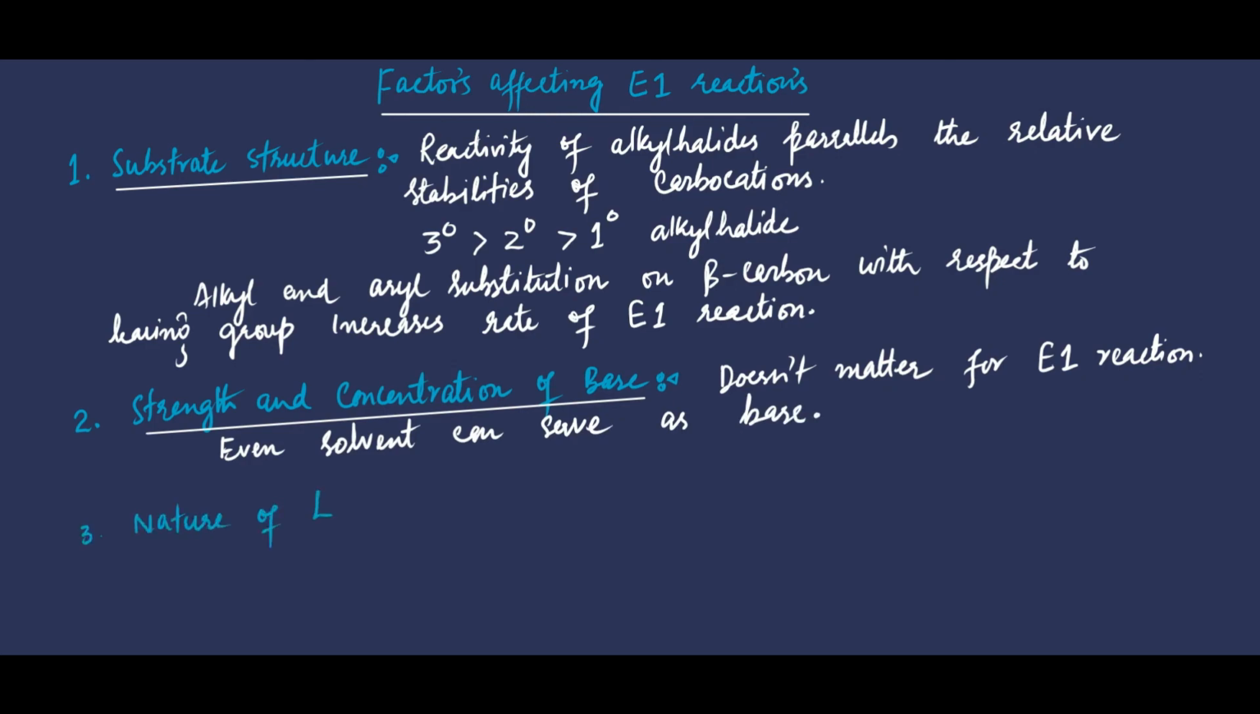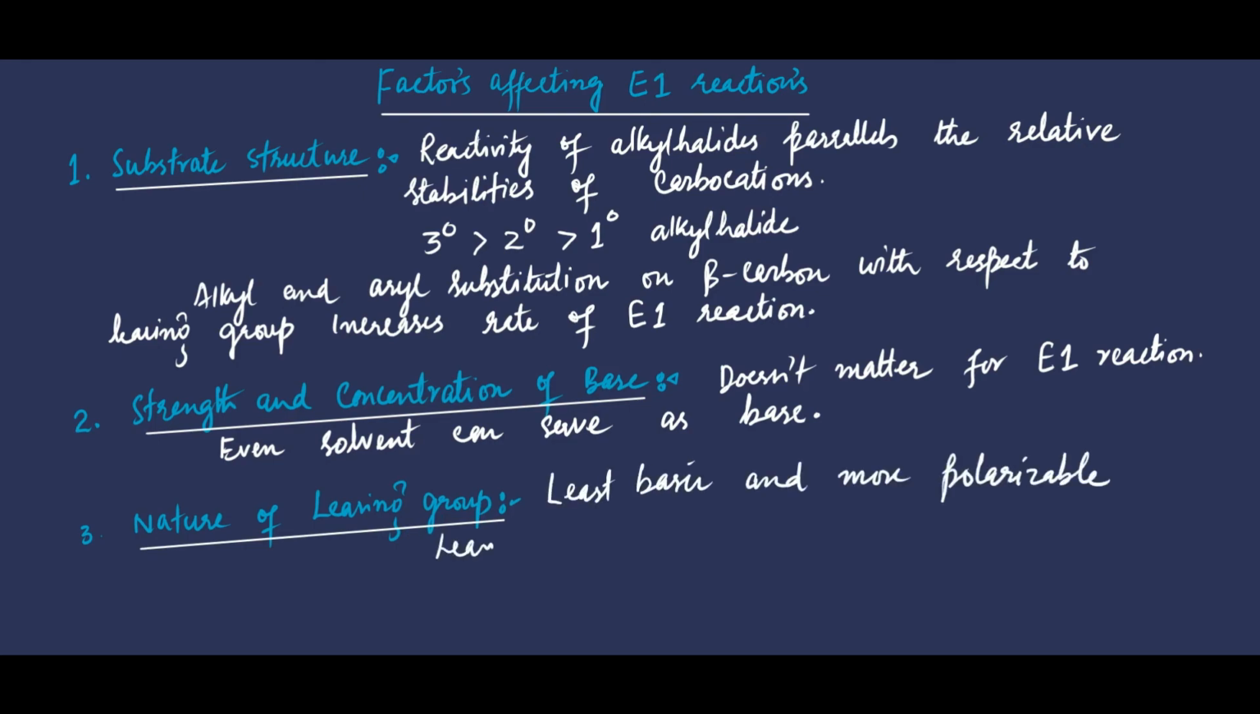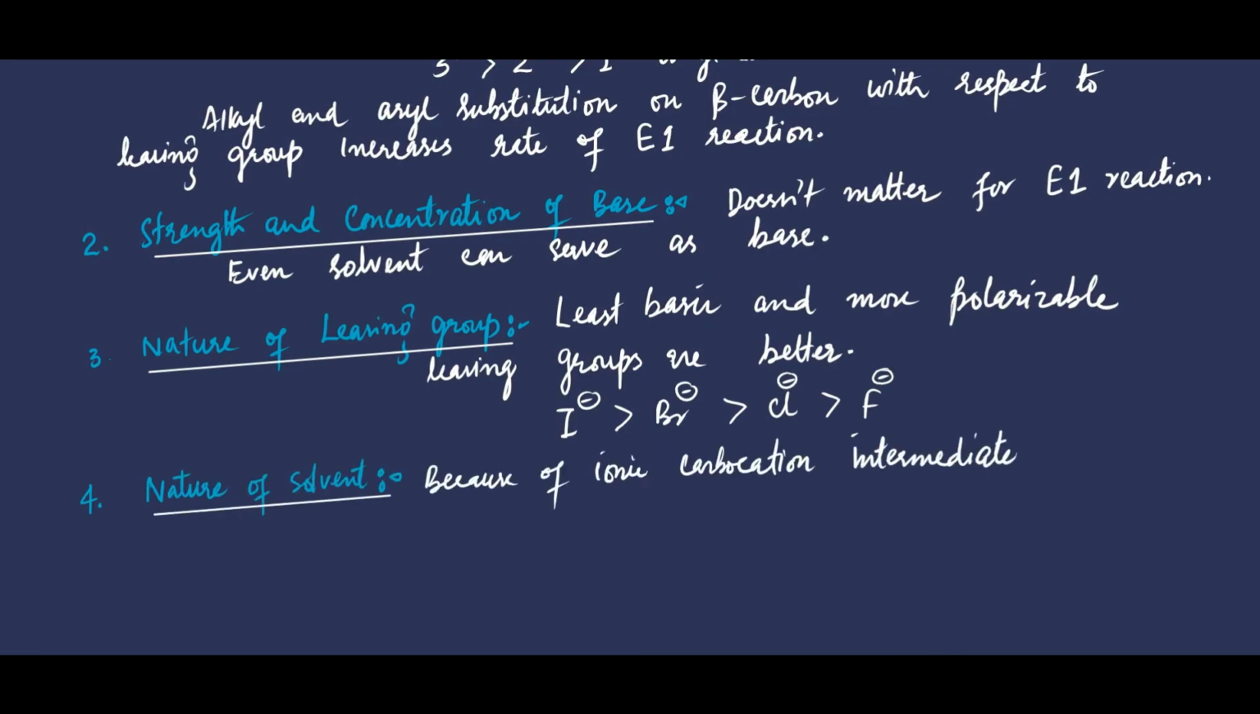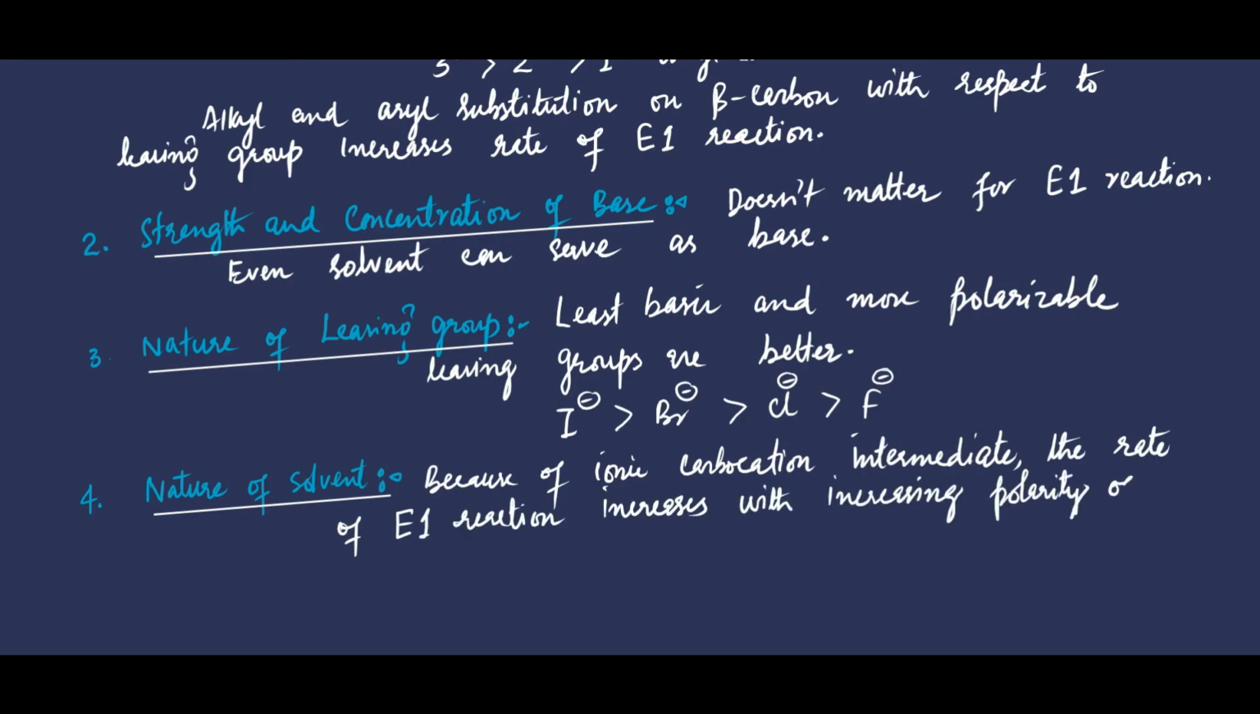The third factor is nature of the leaving group. Reactivity of the substrate depends mainly on the nature of the leaving group. The best leaving group are those which are least basic and more polarizable. Thus the decreasing order of the leaving group reactivity is iodide more than bromide, which is more than chloride, which is more than fluoride. The fourth factor is nature of the solvent. Because of the ionic carbocation intermediates, the rate of E1 reaction increases with increasing polarity of the solvent.